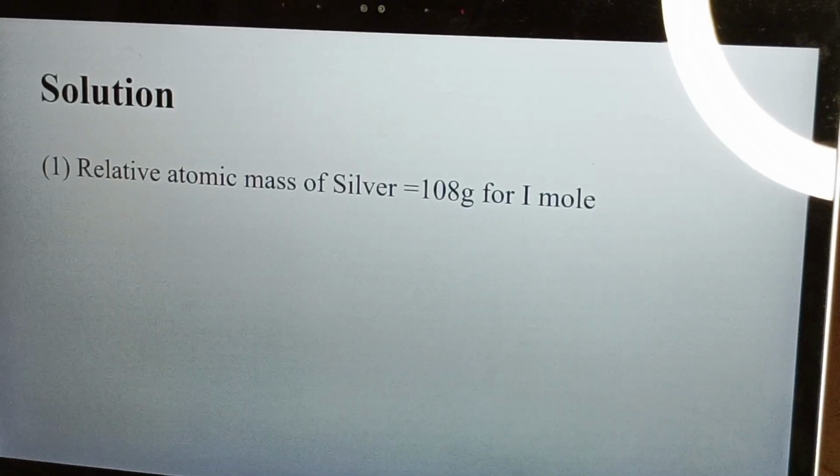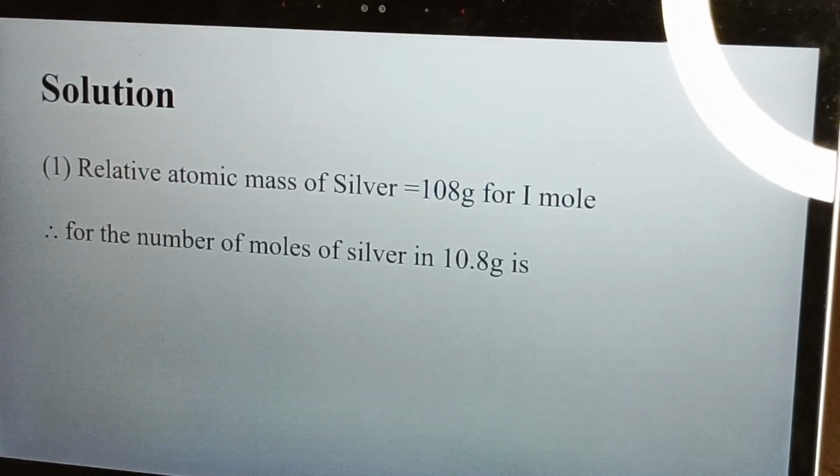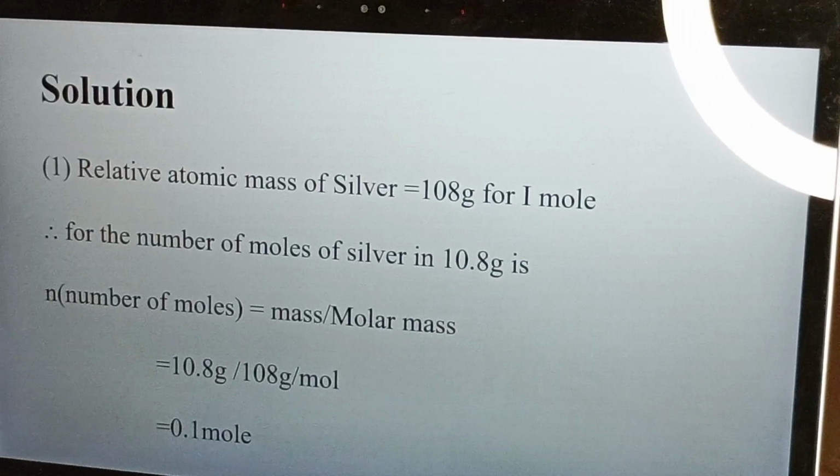The relative atomic mass of silver is 108 grams for 1 mole. That's relative grams. So that means the molar mass of silver is 108 grams per mole. So the number of moles of silver in 10.8 grams will now be mass over molar mass. This is the mass, 10.8 grams. You divide it by the molar mass, 108 grams per mole.